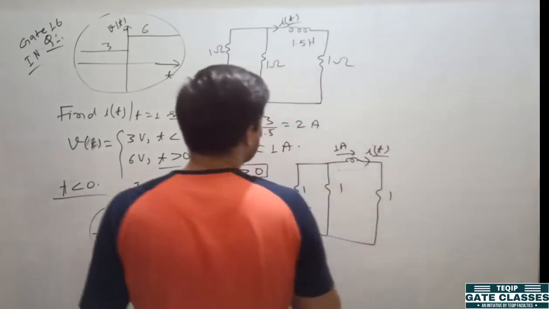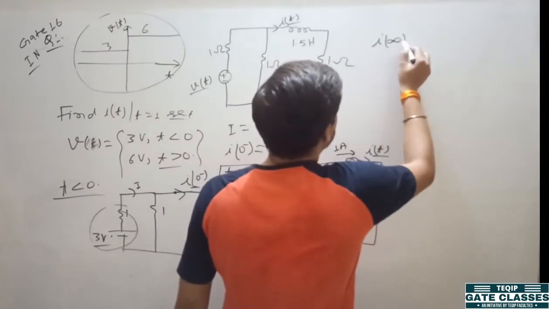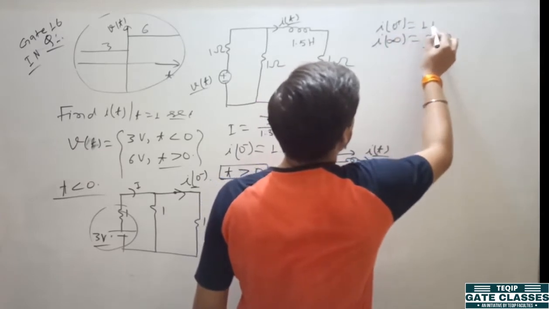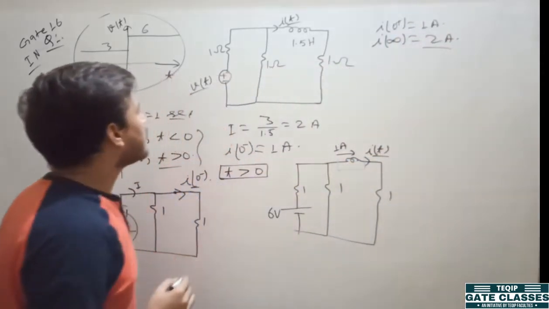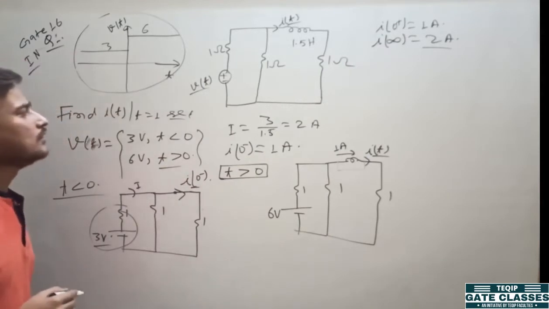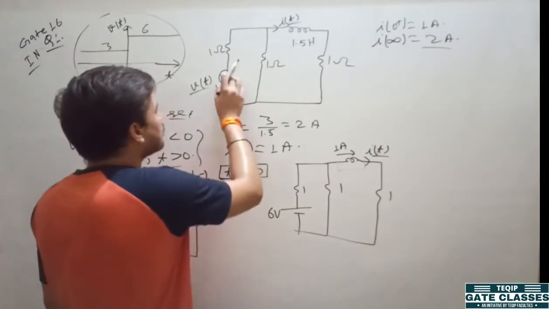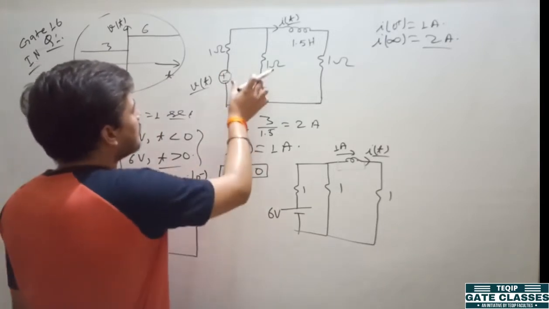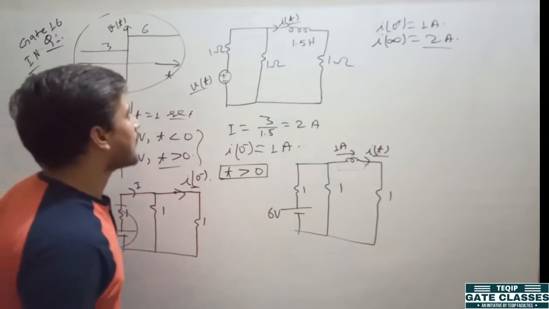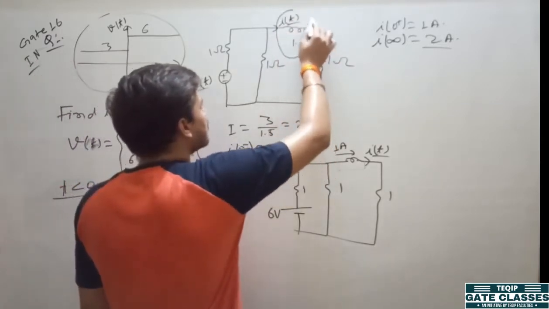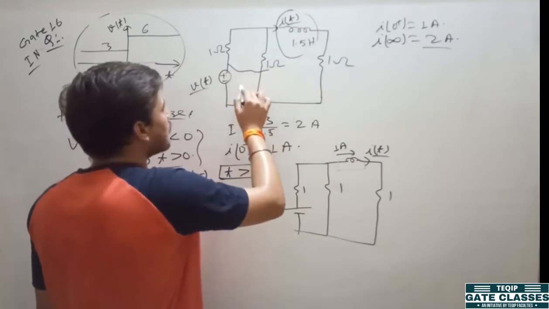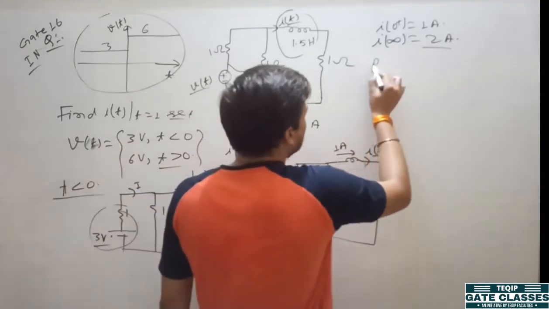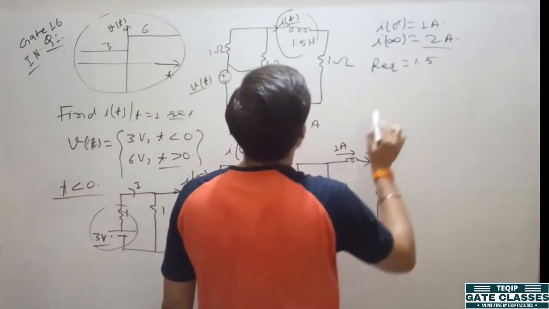So that's why I am writing I infinity will be equal to 2 ampere. And I0 plus was equal to how much? It was equal to 1 ampere. Next, we have to write the value of time constant tau. So if you write time constant tau, you will have to replace by short circuit. So 1 plus 1, this will be in parallel. You have to treat this as voltage source. So this will become 0.5 plus 1 ohm will be in series. So total R equivalent will be equal to 1.5.